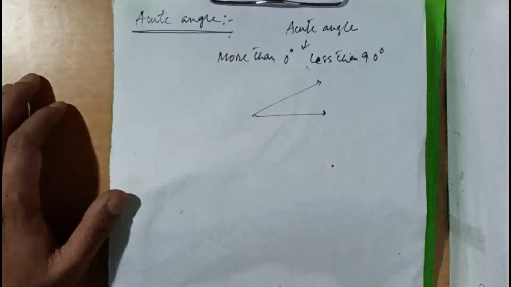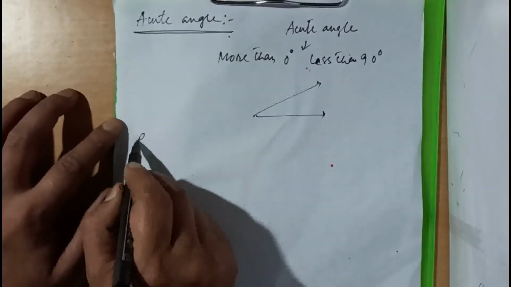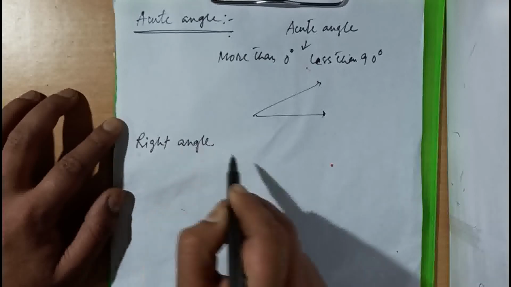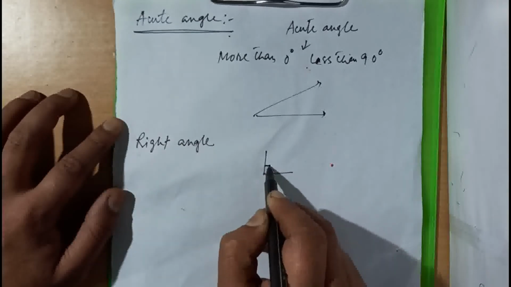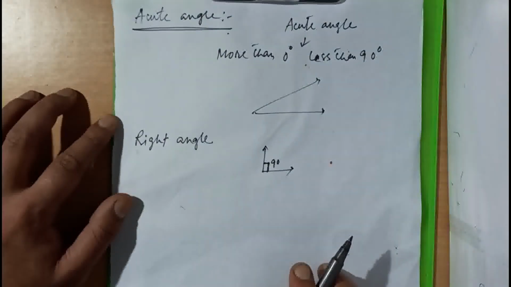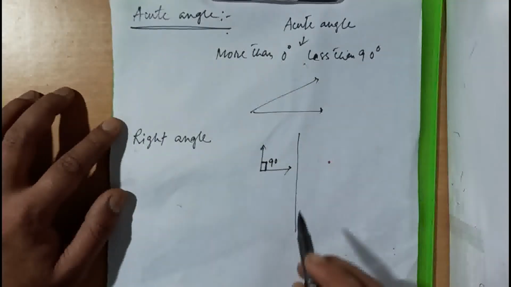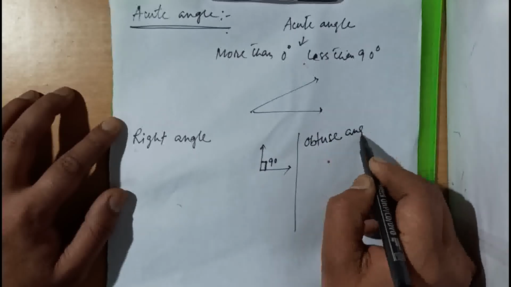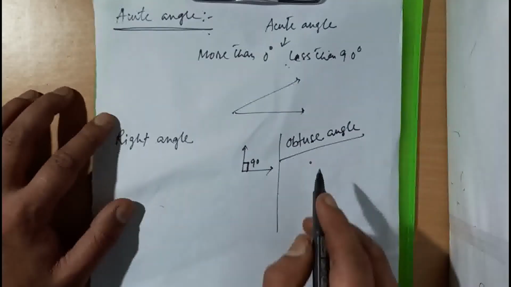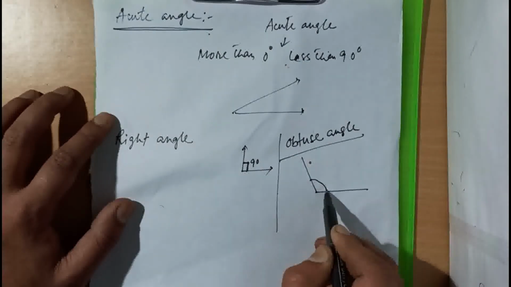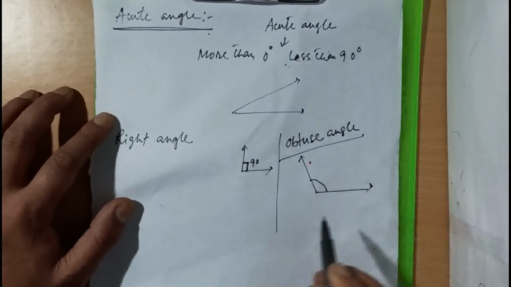Then next comes right angle, which is exactly 90 degree. This angle, if it is exactly 90 degree, we call it a right angle. Then we will come to obtuse angle. Obtuse angle is more than 90 but less than 180. So this type of angle, it is more than 90, less than 180, obtuse angle.